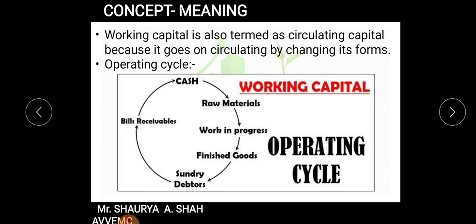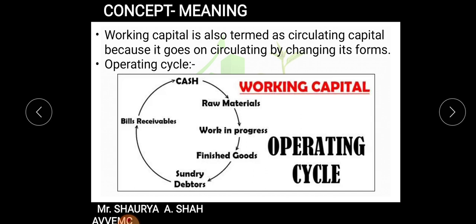Working capital, students, is also termed as circulating capital, right? The other name of working capital is circulating capital. Why is it known as circulating capital? Because it goes on circulating by changing its forms. It continuously changes its forms.